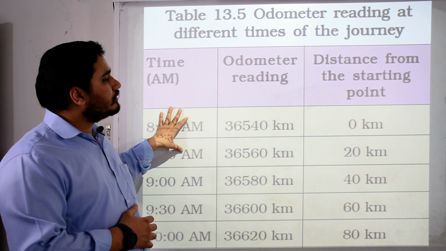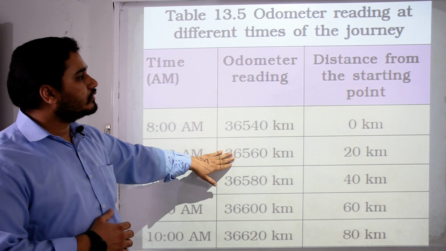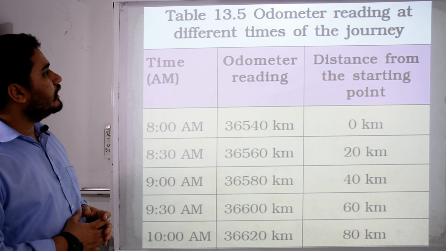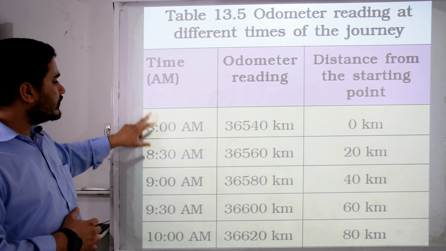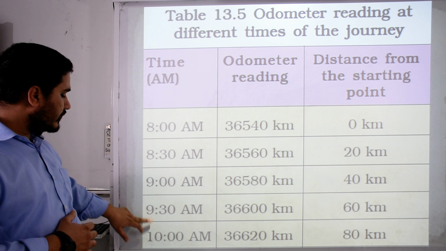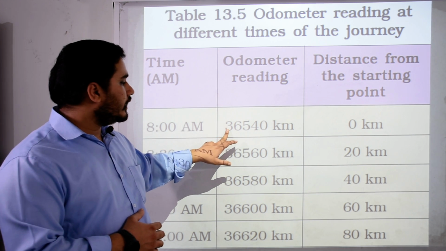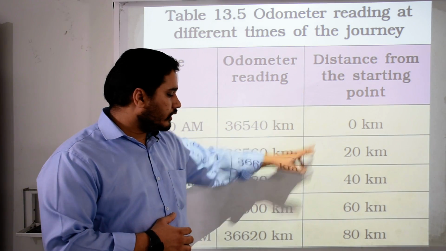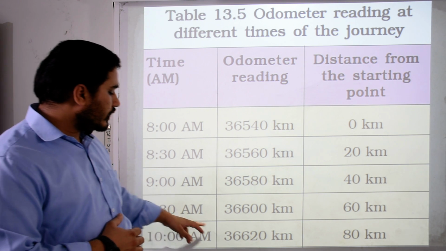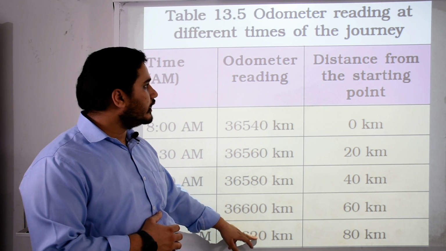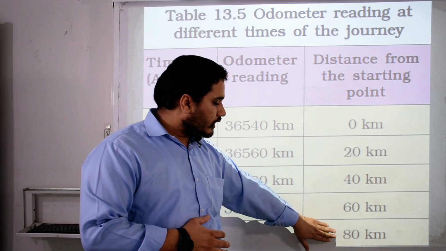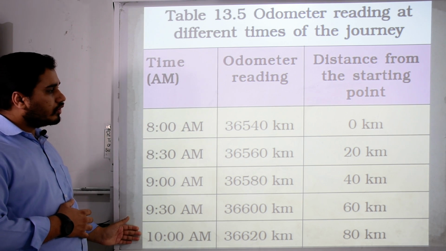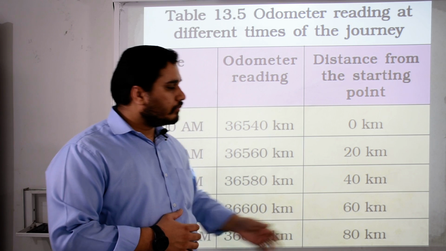So here we have a picture with different timelines and different readings which we are getting on the odometer after different sections. So, odometer reading at different times of the journey. Time here is in AM: 8, 8:30, 9, 9:30, 10. At 8 am we have a reading of 36,540 kilometers on our odometer, that is our starting point. And at last, at 10 am, after 2 hours, we get a reading of 36,620 kilometers on our odometer. At the end point, the distance covered is 80 kilometers. So between 8 am and 10 am, 2 hours, we cover 80 kilometers.